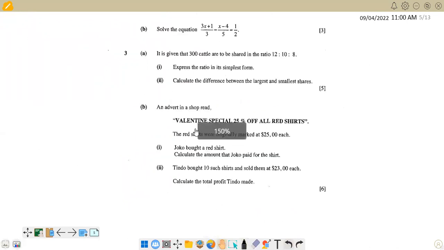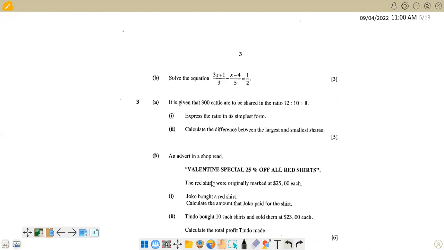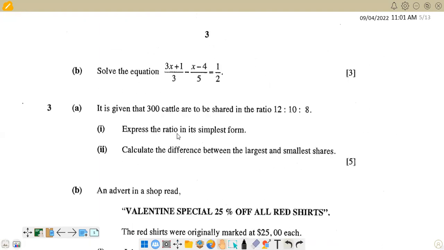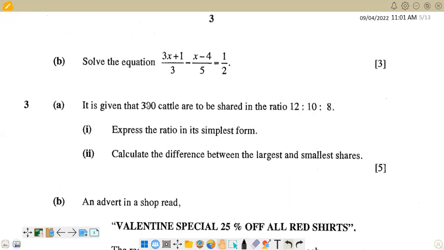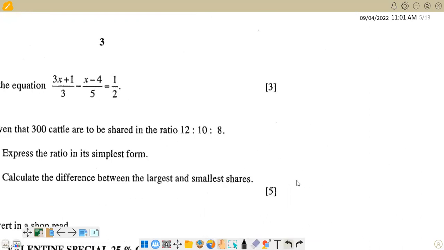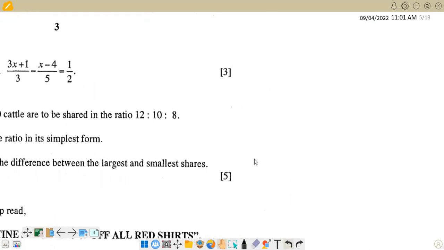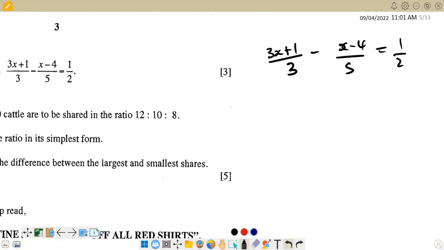All right, so let's see the other part that you're given in this case, which is part B, to solve the equation. I've got 3 marks for that. Okay, so I'm just going to put this aside here. Let's just copy it down. Then we will shift this a little better. So it's 3x plus 1 over 3 minus x minus 4 over 5, which is equal to 1 over 2.